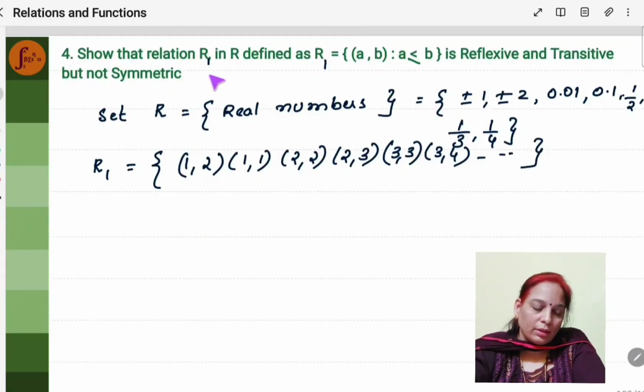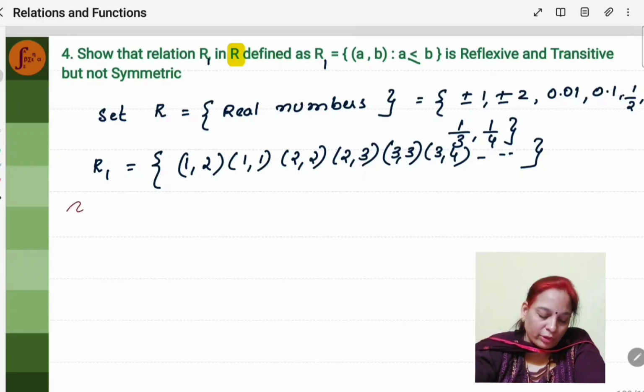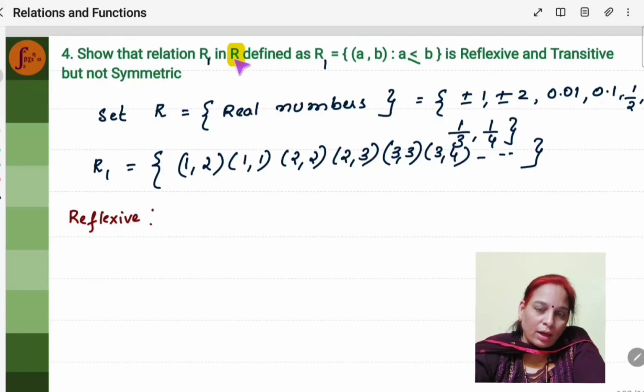Show that the relation R in R, meaning the actual set is real numbers, and the relation is given as R1: A should be less than or equal to B. The first element should be less than or equal to the second element. You will have to show that it is reflexive and transitive, but it is not symmetric. Now we will show that it is reflexive first. We'll have to prove that it is reflexive. Now in R, that means the set is real numbers, so you have all positive numbers, negative numbers, decimals, fractions, everything.